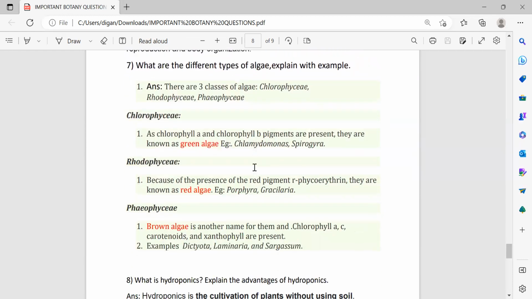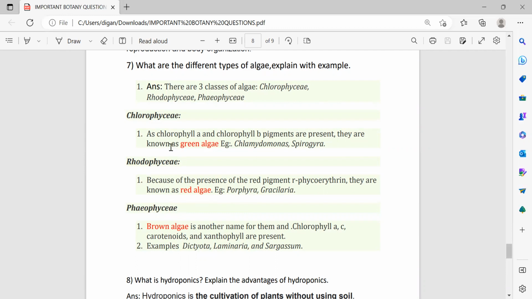What are the different types of algae? Explain with example. There are mainly three different types of algae. Three different classes: chlorophyceae, rhodophyceae, pheophyceae. Chlorophyceae are known as green algae. Example is Spirogyra. Rhodophyceae is known as red algae. One best example is Porifera. Pheophyceae is brown algae. One best example is Laminaria.